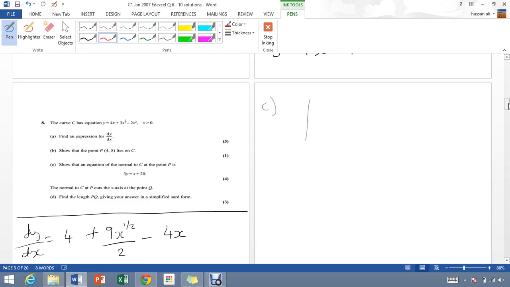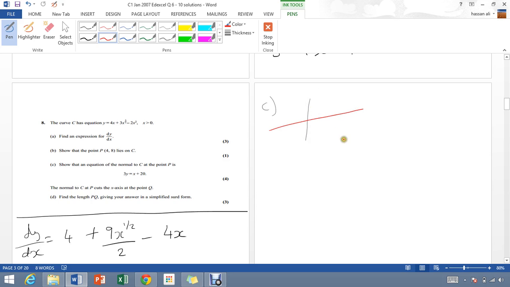Right. Part C is saying show that an equation of the normal. I've left that so I can show you an equation to the normal. What you have to remember, it's vital that you know this: if you have a line going like this, the normal line is a straight line that forms a perpendicular, going perpendicular towards this line here.